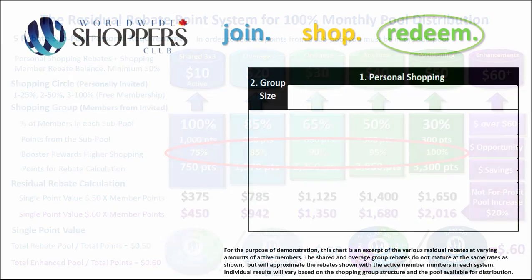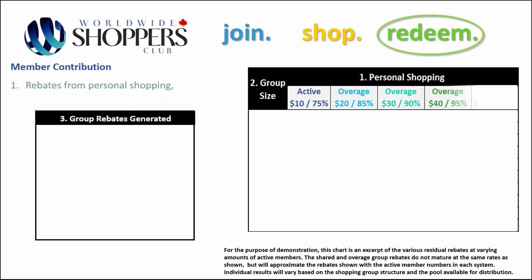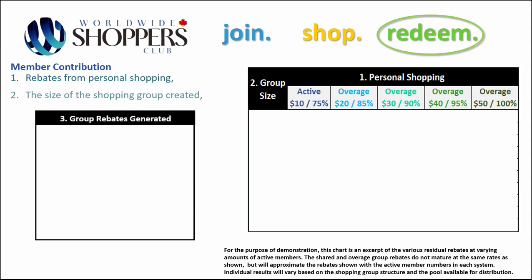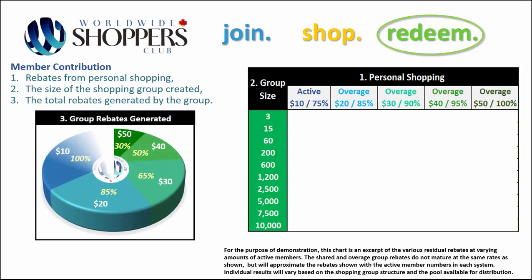Well, now that you know how the point system works, let's actually run some estimated numbers against those milestones we talked about earlier. Now remember, our global members receive rebates for their contribution to the growth of the club, and that comes from their own personal shopping and the balance from their shopping members' personal shopping to get from $0 to $50 and beyond. Next is the size of their shopping group, and that's again where the member milestone comes in. And third, it's the amount of rebates generated by their shopping group.